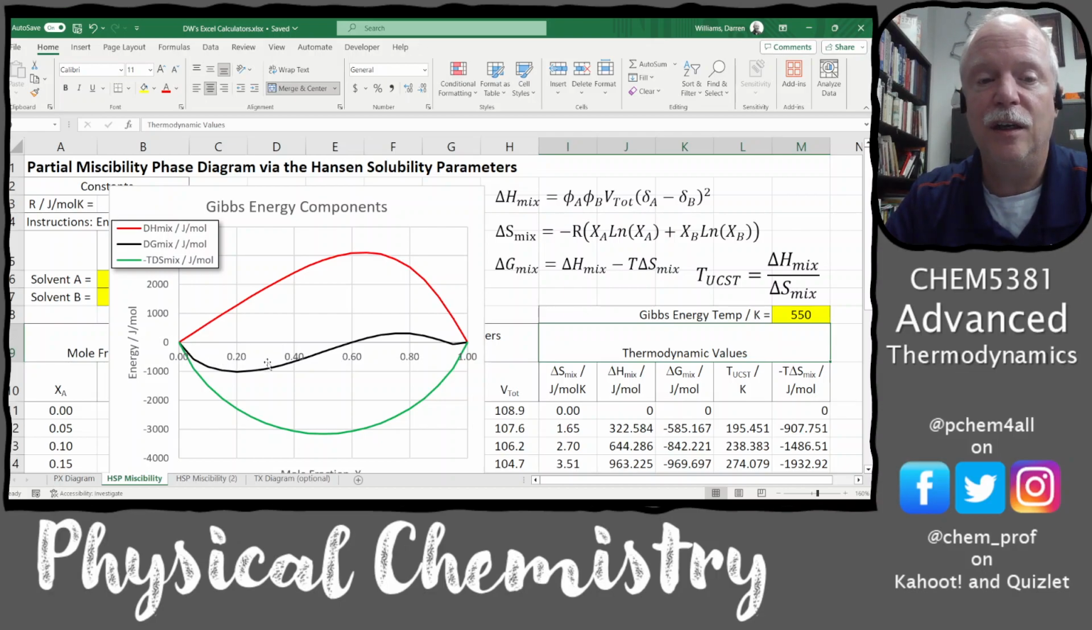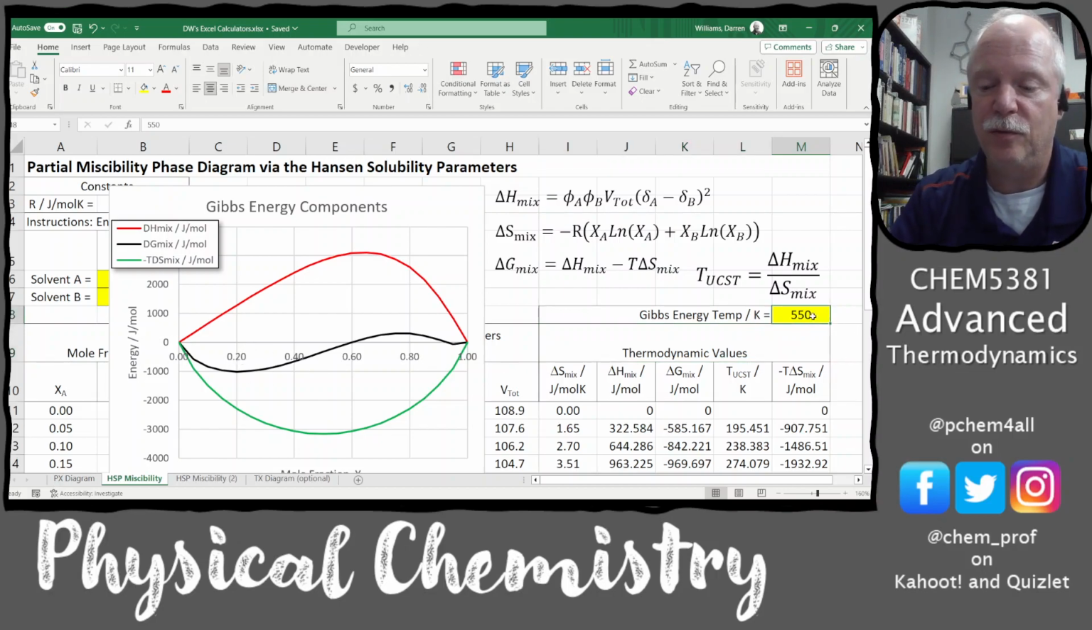Okay, that's interesting. So I've got a two-phase liquid here, a heterogeneous mixture here, because the Gibbs energy of mixing is positive. It's not spontaneous. But over here, I've got a homogeneous mixture. The Gibbs energy in this area is spontaneous.